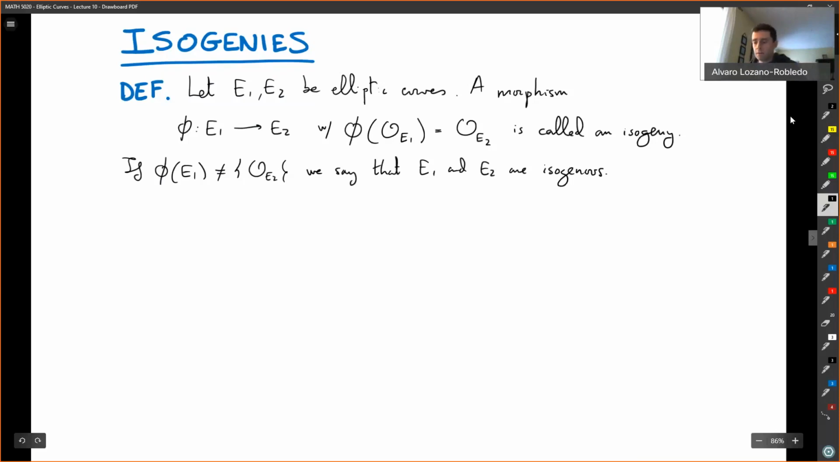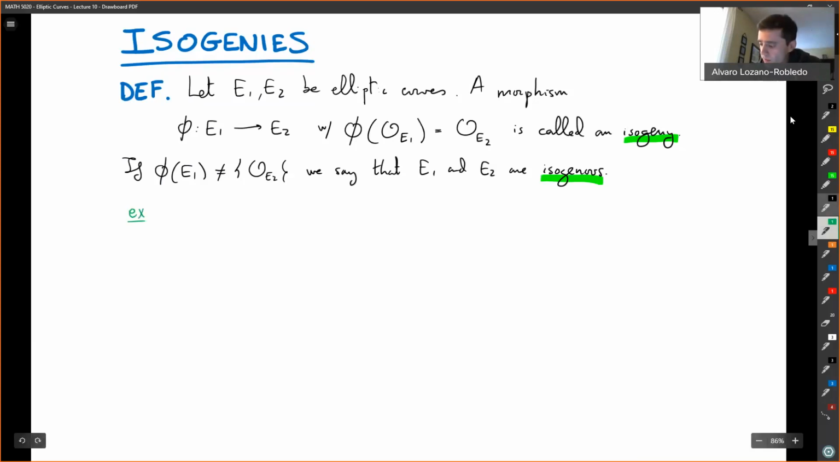Great. So isogenous and isogeny. Notice that I'm actually not requiring my isogeny to be a group homomorphism in the definition. We will prove that it actually comes for free, that they are group homomorphisms. So let me give you a few examples to begin with.